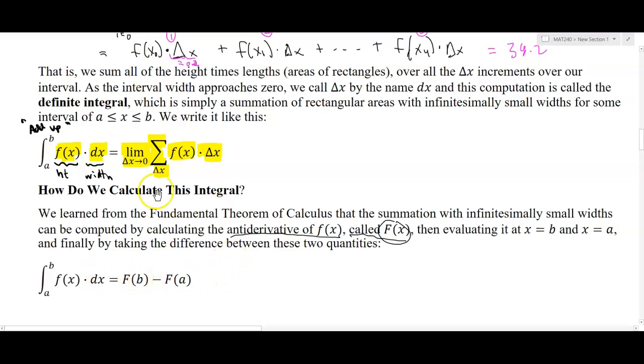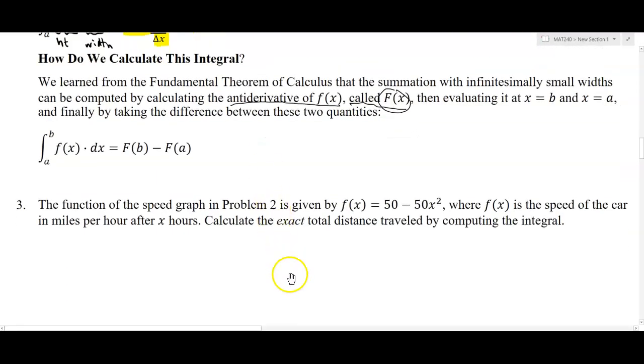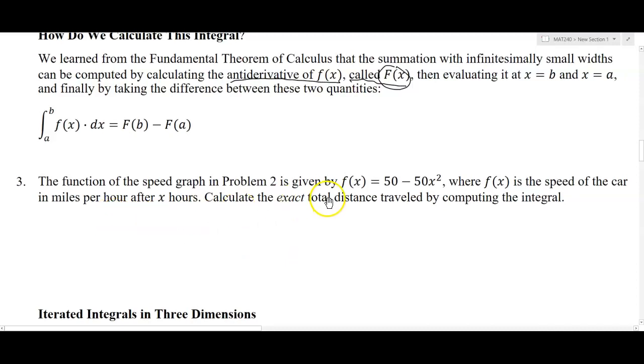So let's go ahead and do it for our function up above. Suppose that I actually now gave you the function that graph was displaying, and that function is f of x equals 50 minus 50x squared, where f of x is the speed of the car in miles per hour after x hours. Calculate the exact total distance traveled by computing the integral.